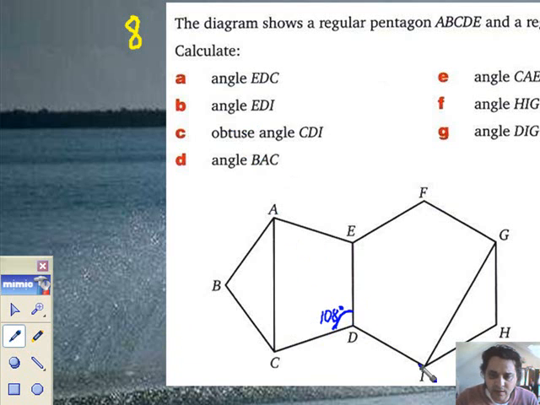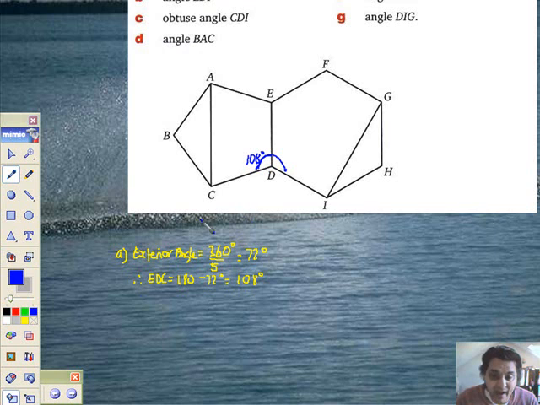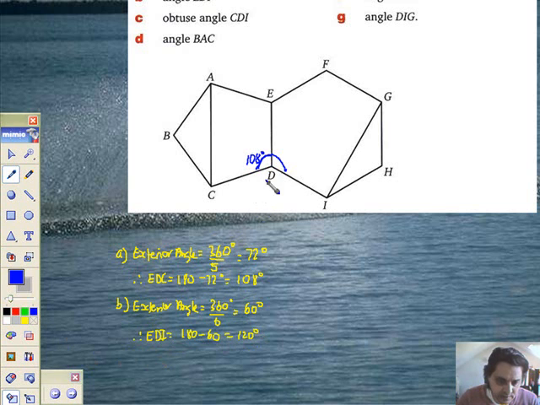Lovely, EDI. So it's this part here. In other words, nothing to do with the pentagon. I'm into the hexagon now. So it's the interior angle of a hexagon. So same routine. Exterior angle of a hexagon: 360 over 6 sides, which is an exterior angle of 60. Therefore, the interior angle of EDI is going to be 180, take away the 60, which is 120 degrees. So let's just put 120 there, because I may need that for something else.